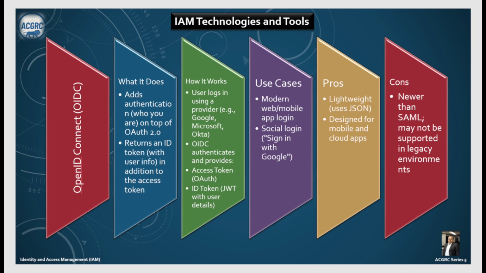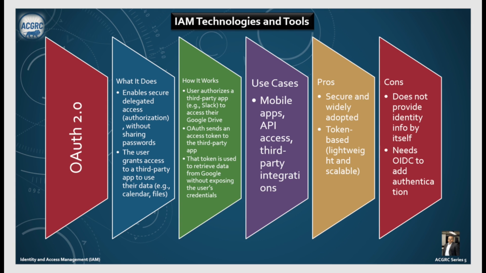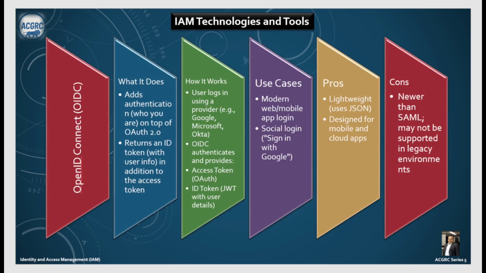Let's look at OIDC, or OpenID Connect. It adds authentication, proving who you are, on top of OAuth 2.0. Do you remember the difference here? OAuth enables delegated access, where the user grants access to a third-party app. In OIDC, it adds authentication. It returns an ID token with user info in addition to the access token.